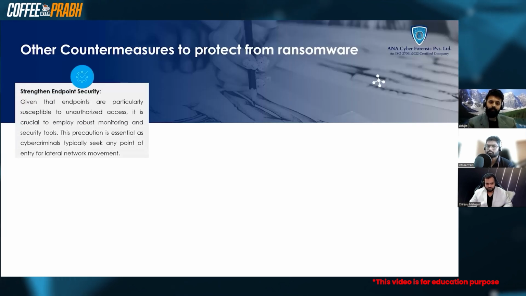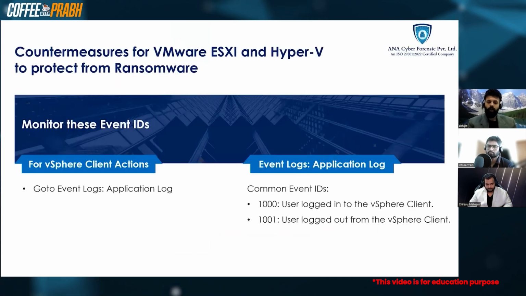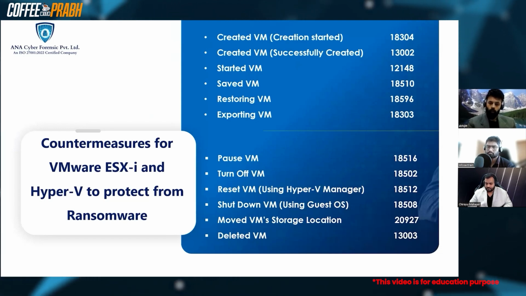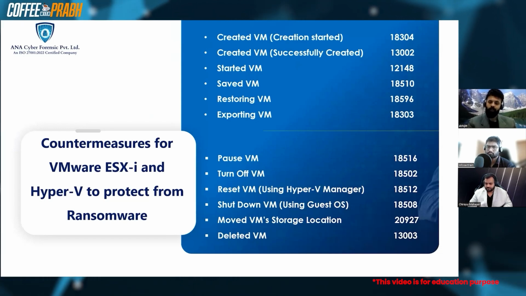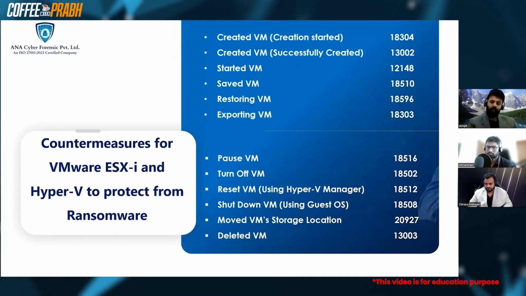And specifically for virtualization, we have also mentioned some event logs. Like if you're using a Hyper-V environment, these are the logs. Especially you can see if a VM is deleted, or if the storage is moved, which we saw in many cases. So these are the event IDs, like 20927, 130003, which will be generated, and these have to be closely monitored. Like what is the reason for the occurrence?